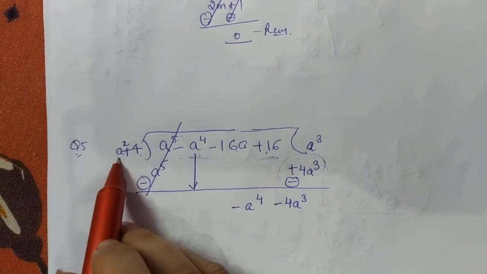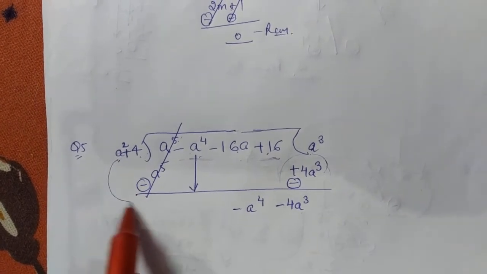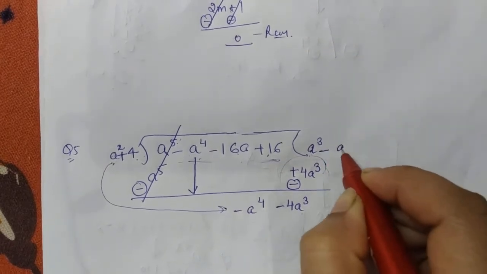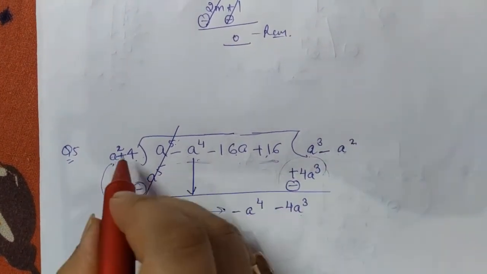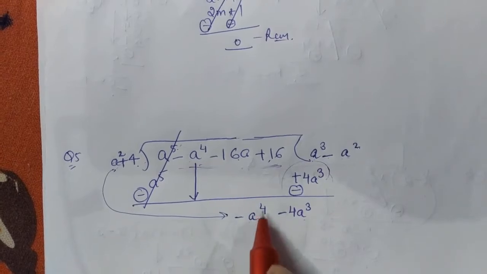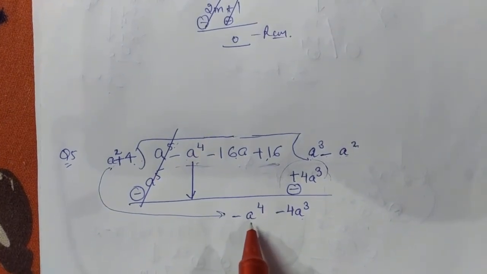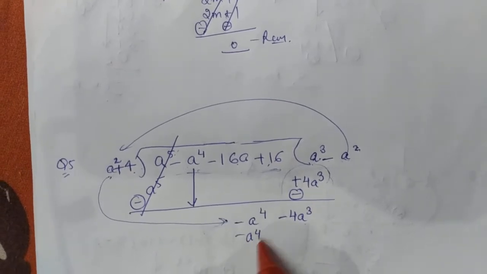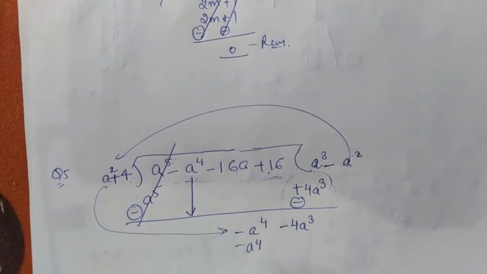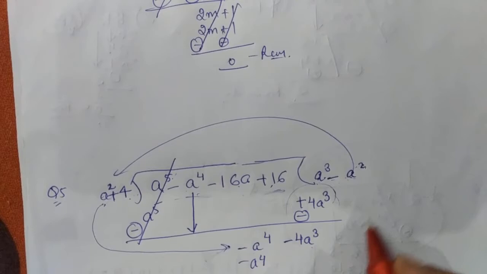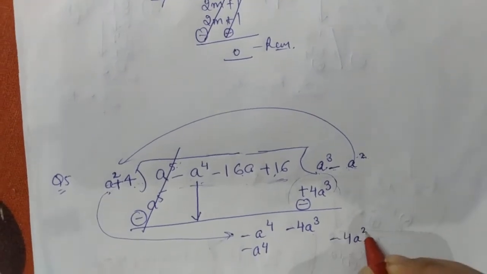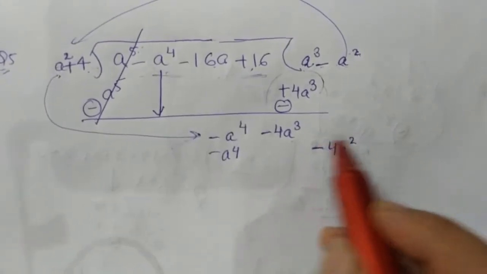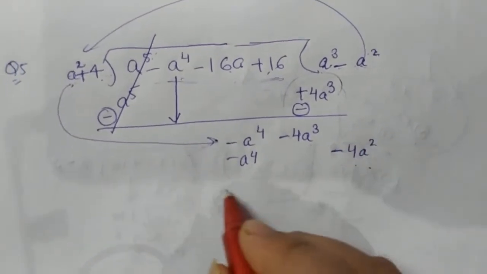A square, from there you have to go to minus a4. So I am going to select minus a square, because minus a square, when it will be multiplied with a square, it will give you minus a4. Now let's multiply. Minus a square with a square is minus a4, and minus a square with a will give you 4a square with a negative sign. Same problem was there. There was no square term, so I have written it separately.